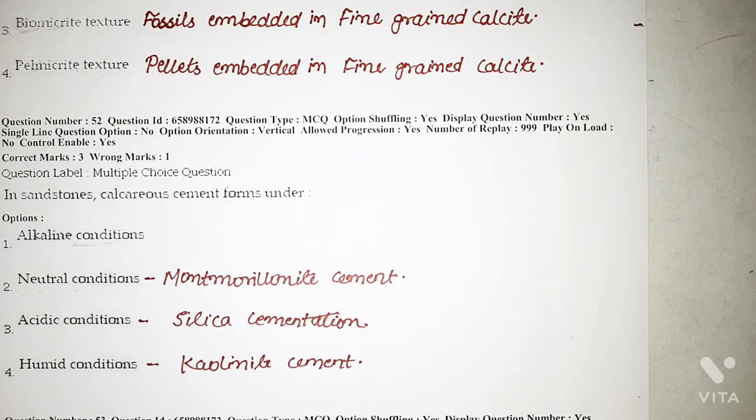Acidic conditions are responsible for silica cementation in sandstone, and humid conditions are responsible for kaolinite cementation, which is also a type of clay cementation. So the question is asking about calcareous cementation. So the correct answer will be alkaline conditions.